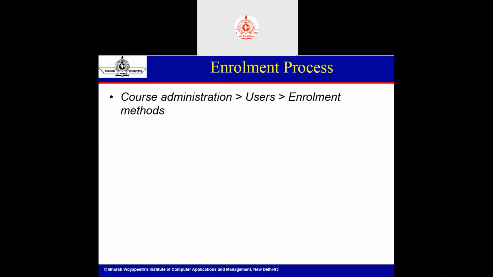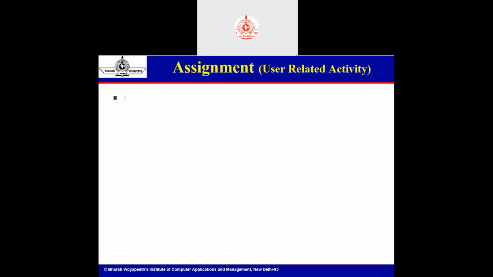So how are we going to do the enrollment process? First, go to the course administration. Now this is the big question: how do we get to the course administration, because it does not appear in our admin panel. Then in the course administration, go to users and go to enrollment methods. So this is our first activity: to create the students and enroll all students into the program.